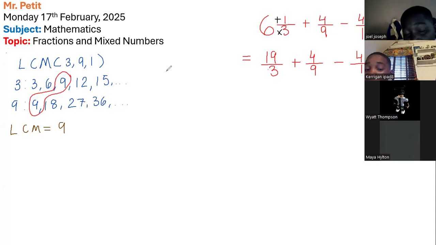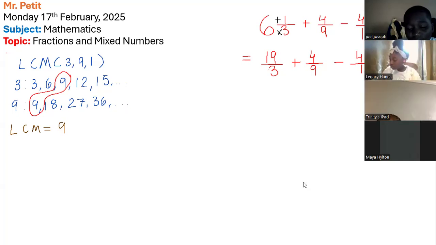All right, so since we know the lowest common multiple is 9, we're going to go back to our fractions. What times 3 gives us 9? 3. Very good. Whatever we do to the bottom, we have to do to the top. So 3 times 3, and 19 times 3.